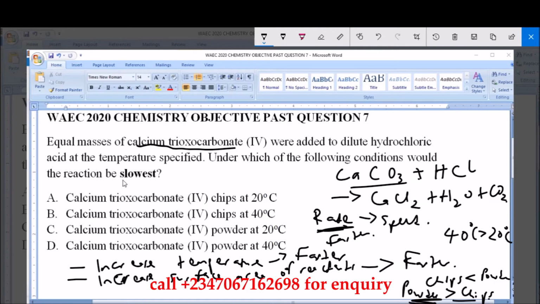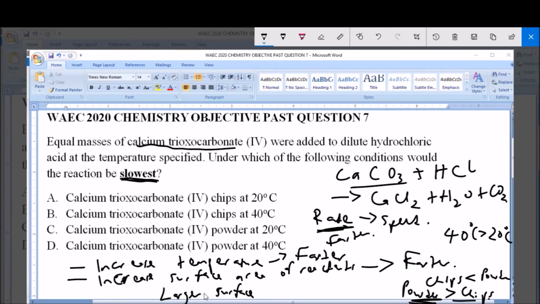But we are asked under what condition the reaction will be slowest. So the reaction will be slowest when you have lower surface area and also lower temperature. When the reactants are in chips, the surface area is lower than when it is in powder, and when the temperature is 20 degrees Celsius, the reaction proceeds slower because the temperature is lower than 40 degrees Celsius.